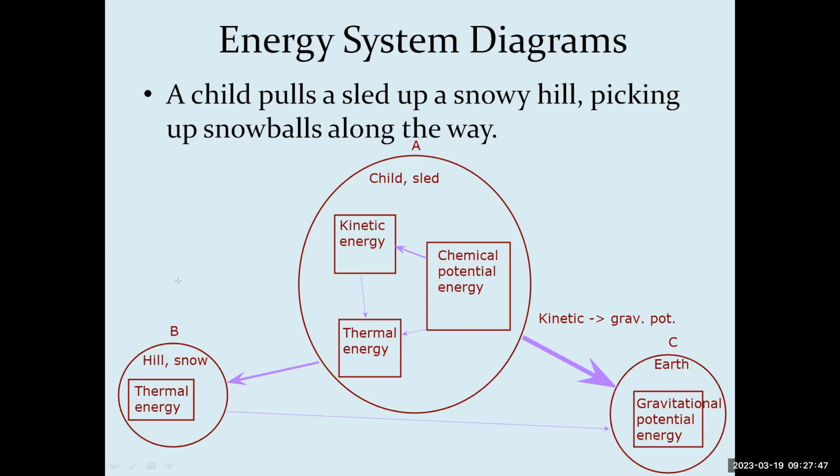Although it's also possible I could view this from the perspective of adding the snowballs into the system with the child, and then that would just get lumped into the transfer of energy that I already have for kinetic to gravitational potential. So here's an example of an energy system diagram. You can draw these for just about any system or set of systems that you want to track the different changes in energy. As you go forward, you can quantify how much energy is being transferred or transformed in any of these arrows, and it can really help support the calculations that you're doing.